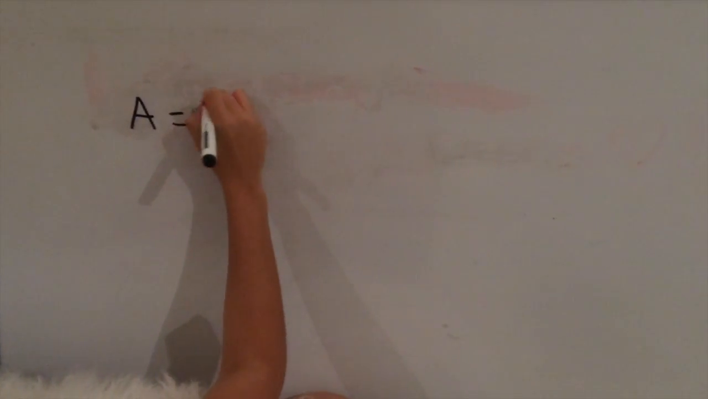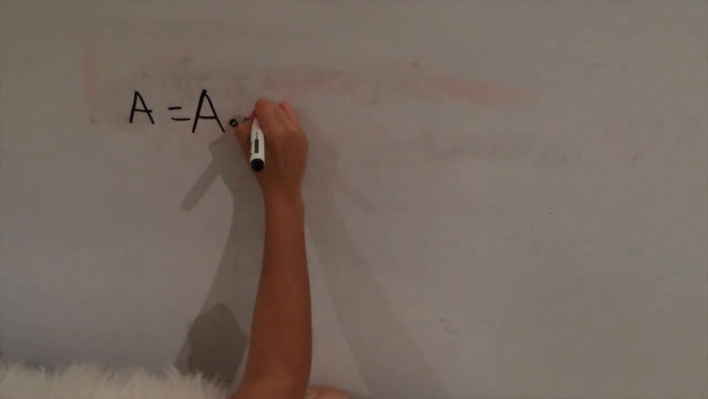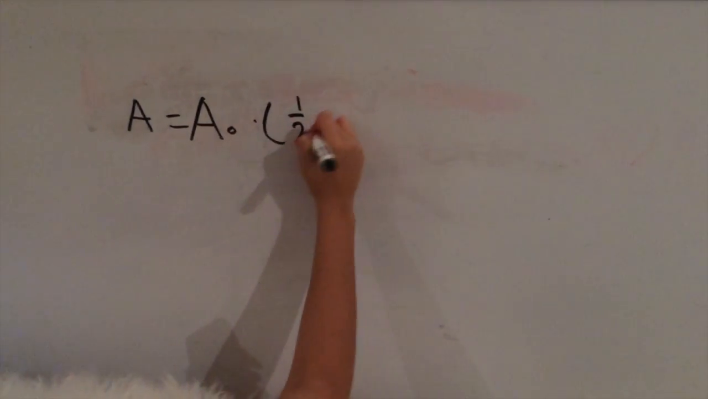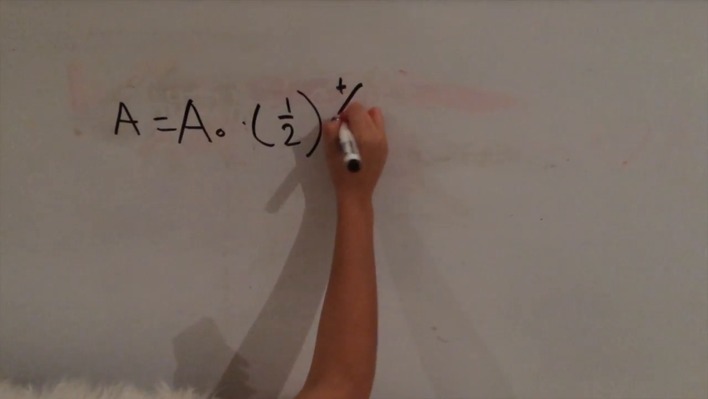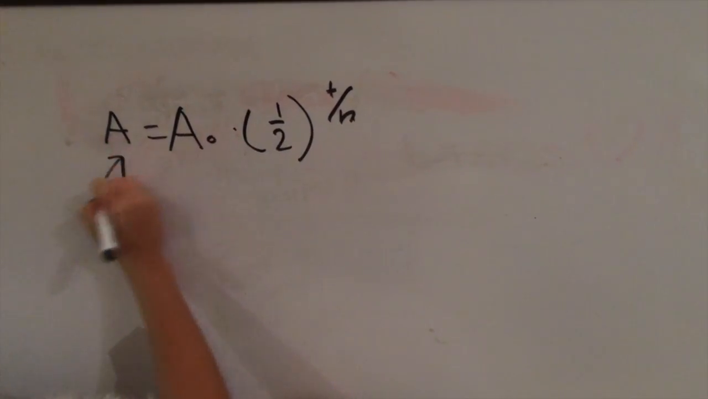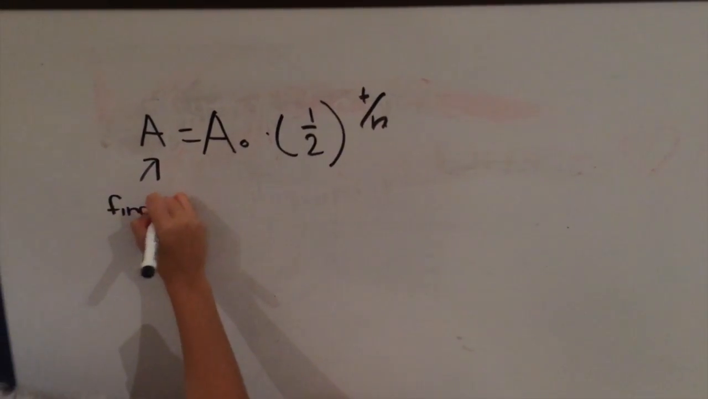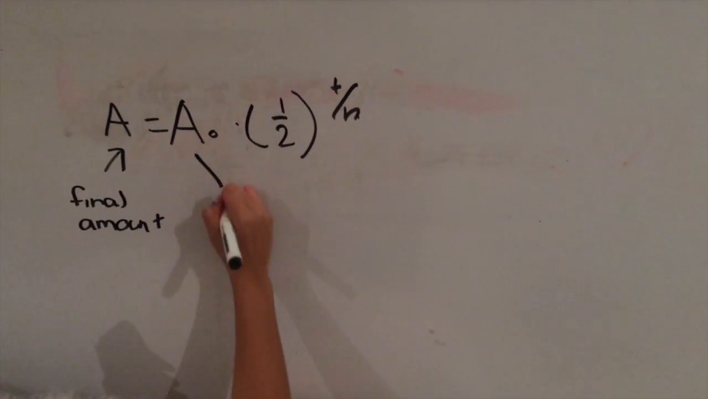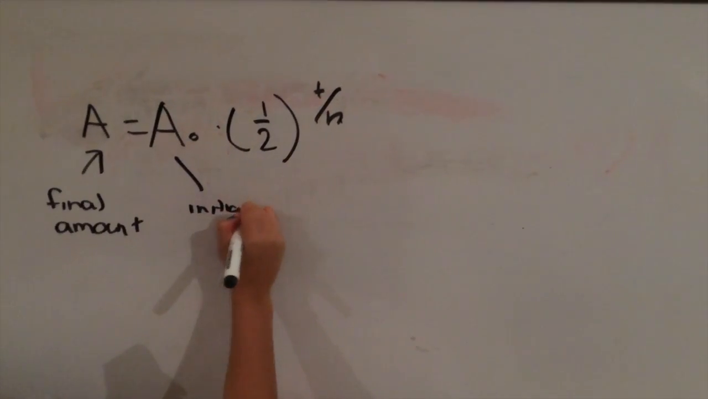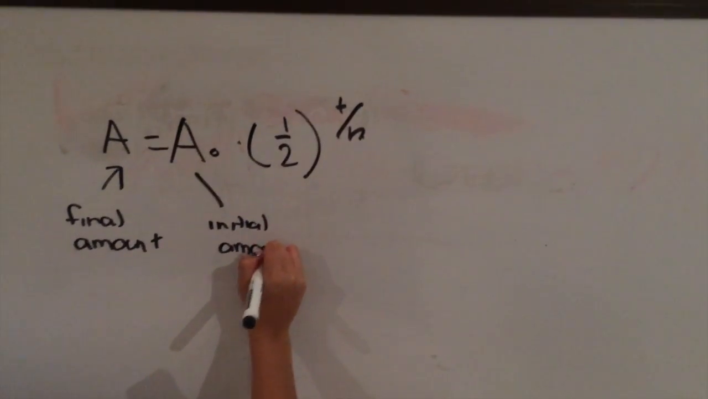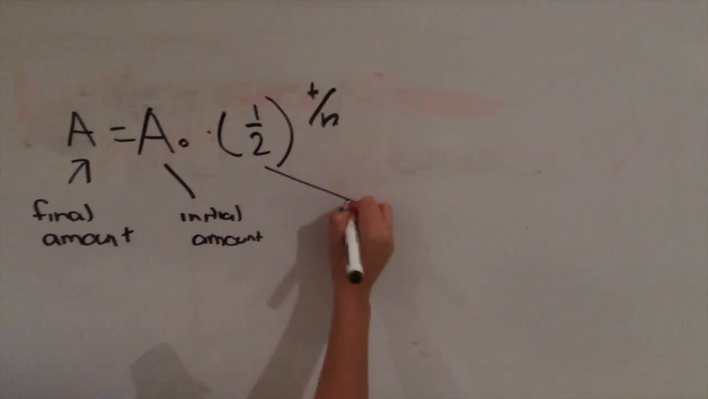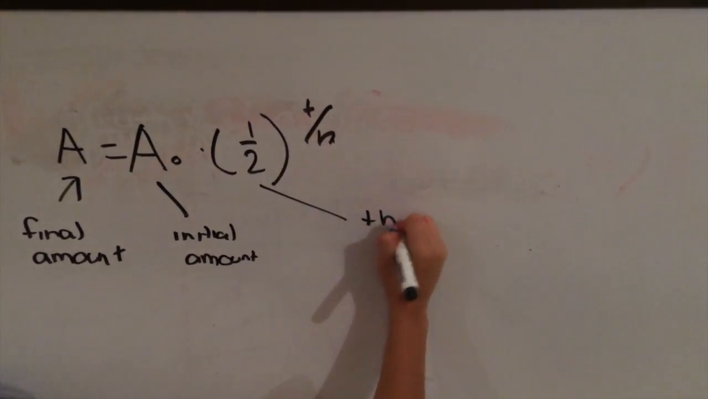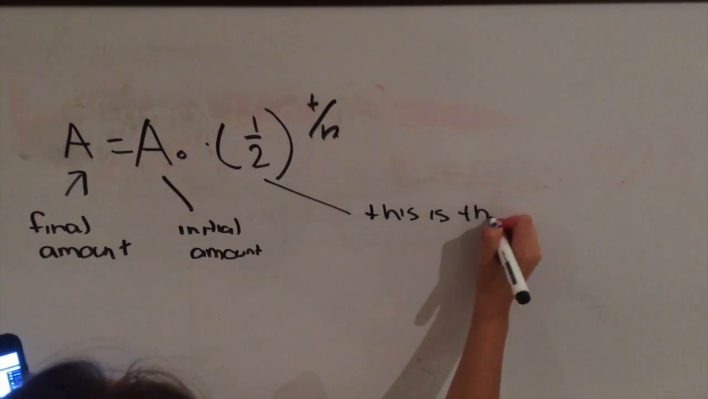This is the formula of radioactive decay. A equals A-naught times one-half to the power of t over h. A is the final amount. A-naught is the initial amount. And this is the split factor.